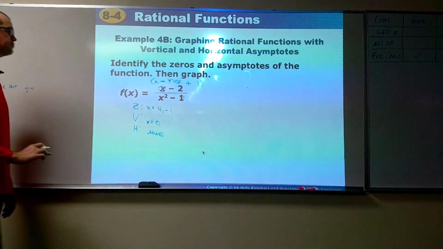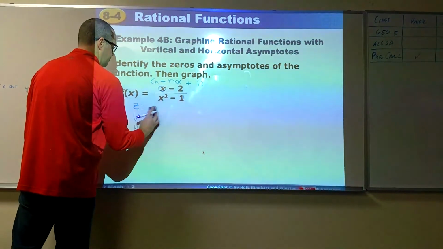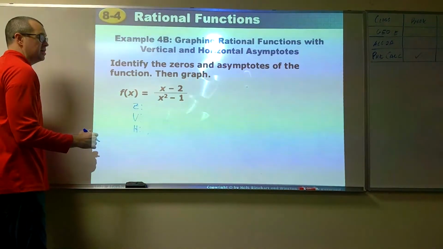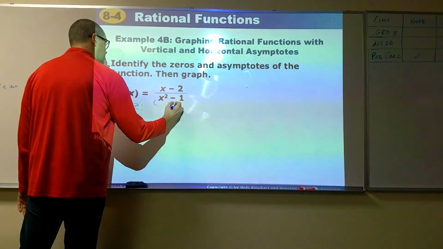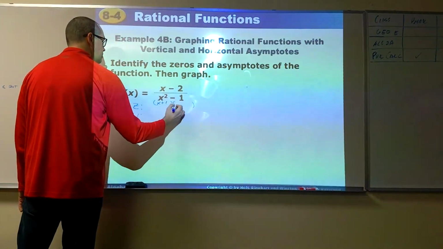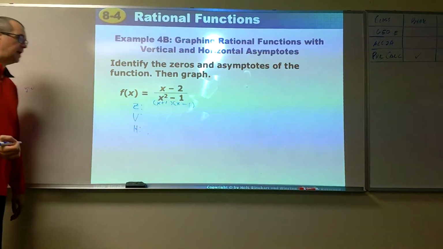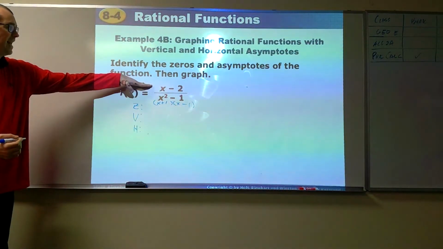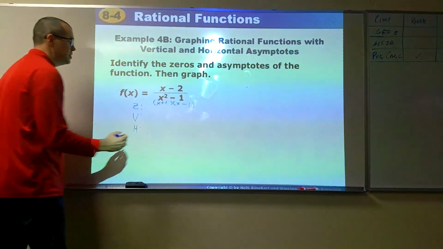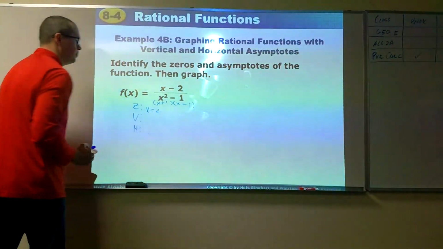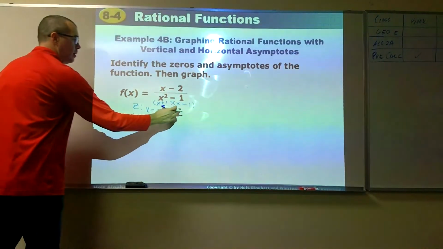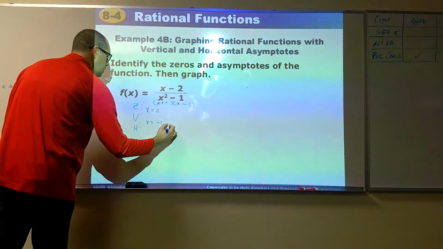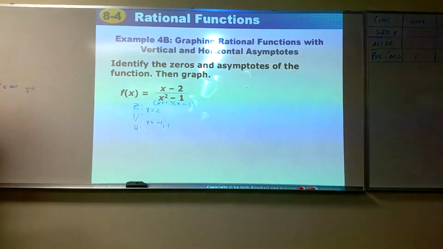Let's try it again. Okay, same thing. First thing we do is we look, is there anything we can factor? Yes, we can factor the bottom. That becomes x plus 1, x minus 1. All right, zeros, here we go. Zeros are what makes the top 0. What makes x minus 2 0? 2. Vertical asymptotes. What makes the bottom 0? Well, that's -1 and +1. Okay?